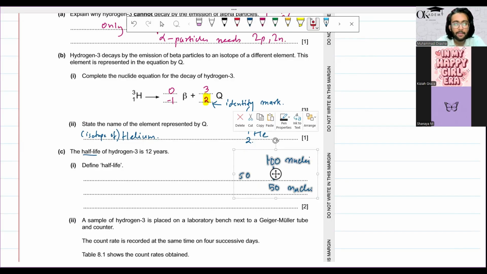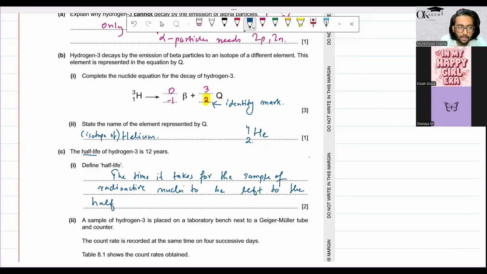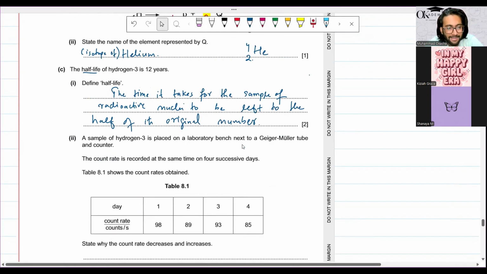Okay, can you describe it in words? I think it's the time it takes for a sample of radioactive nuclei to be left with half of its original number. I mean, there could be a better definition, but that's all I can think of right now.